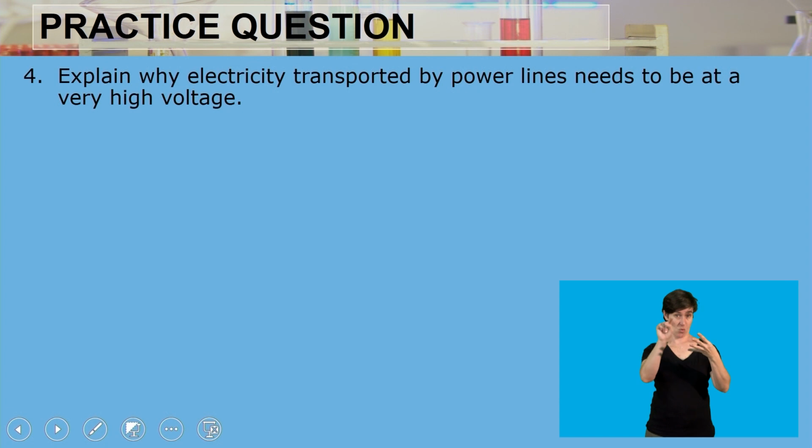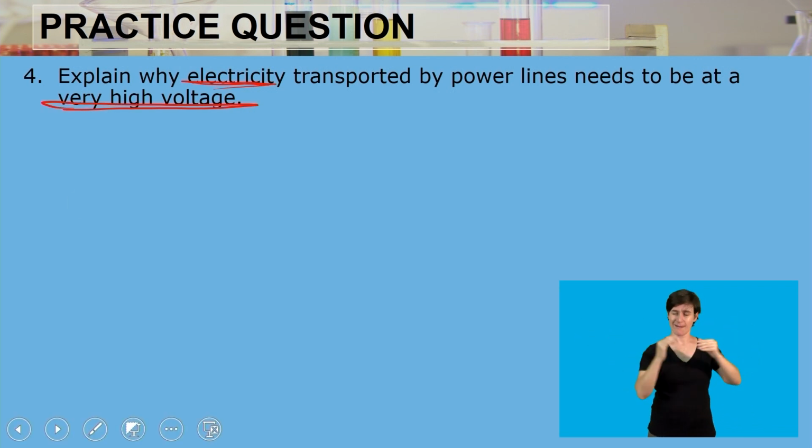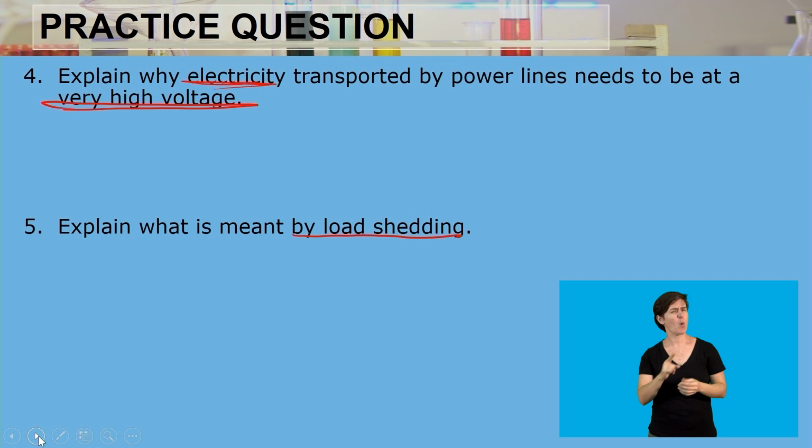Question number 4. Explain why electricity transported by power lines needs to be at a very high voltage. So remember, we have said that this electricity is generated in the power plant when that generator rotates. As the generator rotates, it produces electricity which needs to be transported through the power lines from the power plant into the factories and also into the houses. Now, that electricity is transported at a very high voltage. So why does that happen? And number 5, we also need to be able to explain what is meant by load shedding.